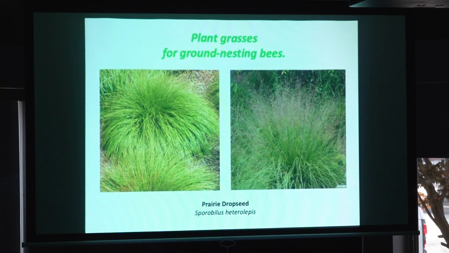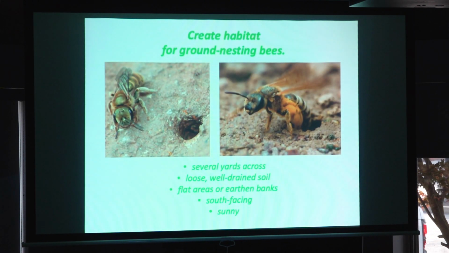Bees can dig their holes underneath the grasses, or you can actually just create a sandbox with 50% soil, 50% sand, which would be a good mixture. They like fairly sandy soil. Several yards across maybe, loose, well-drained soil, flat areas or earthen banks work well.